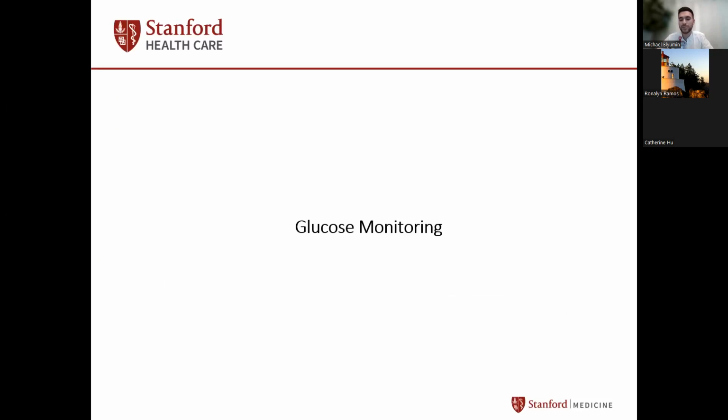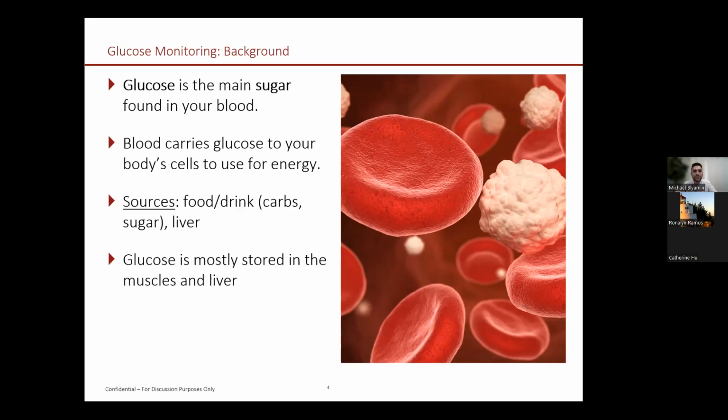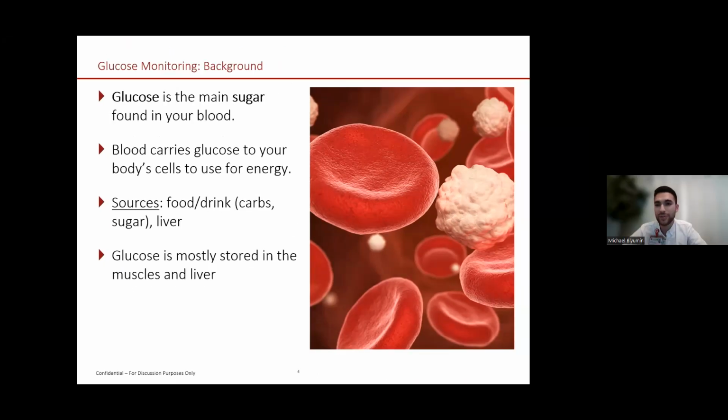So let's get started with glucose monitoring. A little bit of background on glucose. So glucose is the main sugar found in the blood of the body, and the blood carries glucose to your body's cells, and your body's cells use that for energy. The main sources of glucose for our bodies is what we consume. Of course, any food or drink that has sugar in it will eventually get broken down into glucose, but also carbohydrates are one of the main sources. So carbohydrates, you can think of them as complex sugars. Eventually your body breaks them down into the most functional unit, which is glucose.